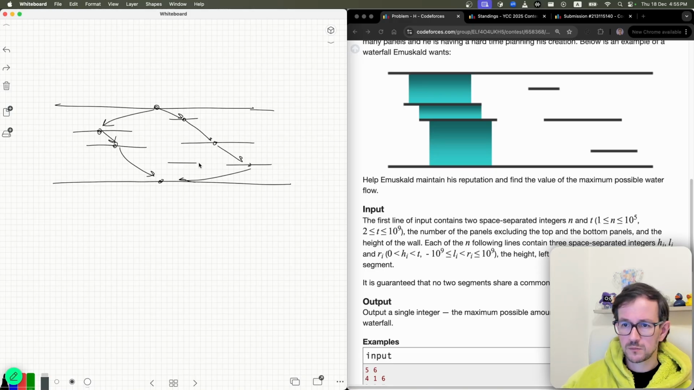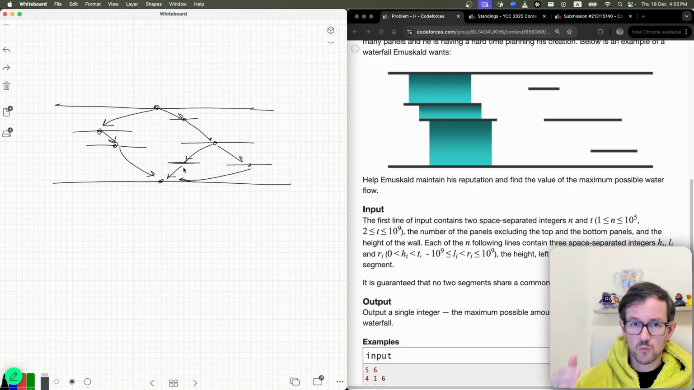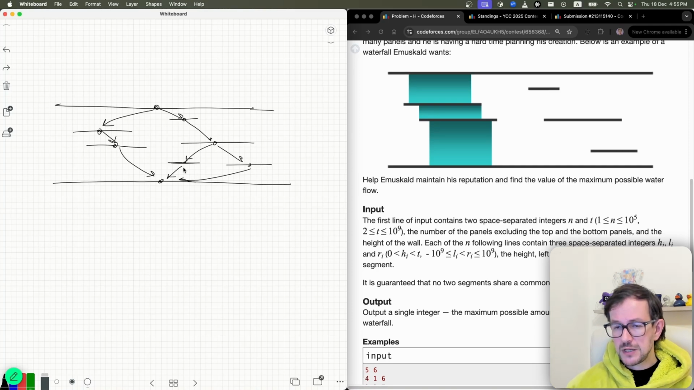Let's add one more panel to make it more interesting. So we have some graph, a graph of how you can push the flow, from which panel to which panel. And the observation is that this graph is actually small. The number of edges is linear. So M is linear.